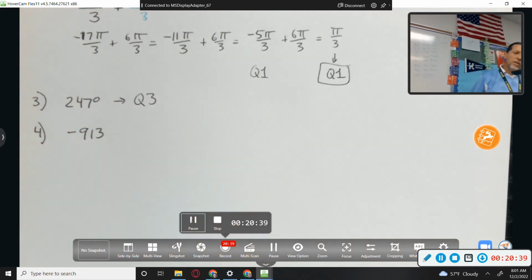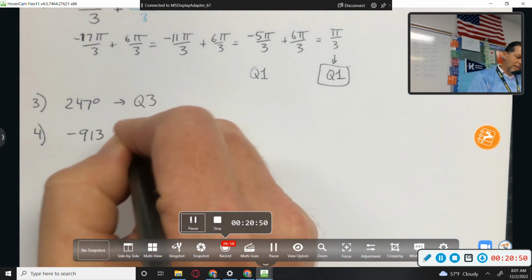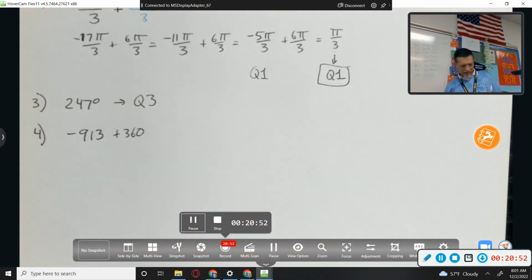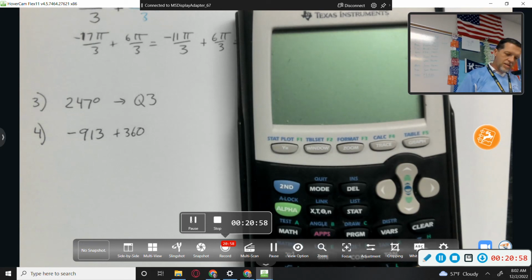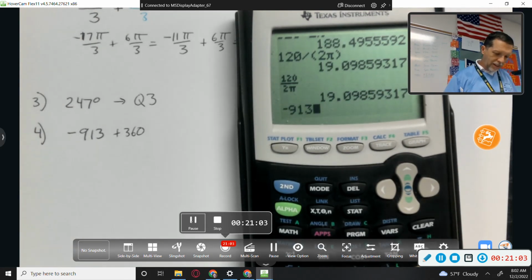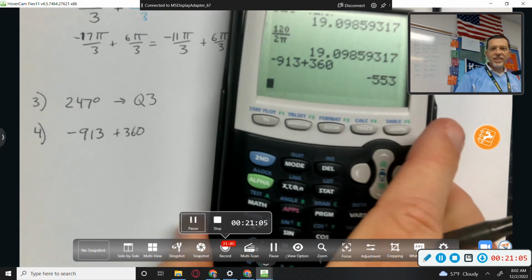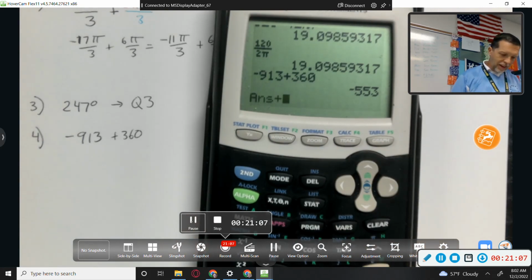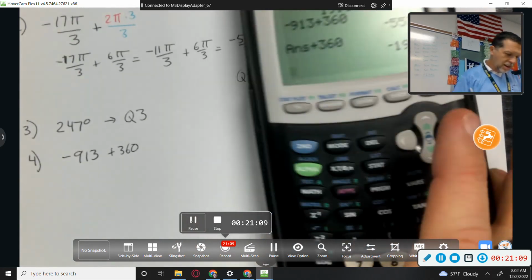What about negative 913? You're backwards and you're spinning, so let's add 360 to that. And that's kind of yucky, so I'm looking for a calculator so I don't mess up. You could just add 720, because you know that adding 360 is not going to be enough. So add 360 again. Negative 193.